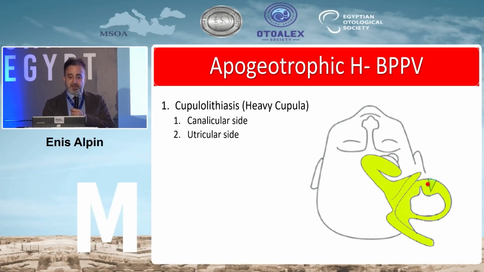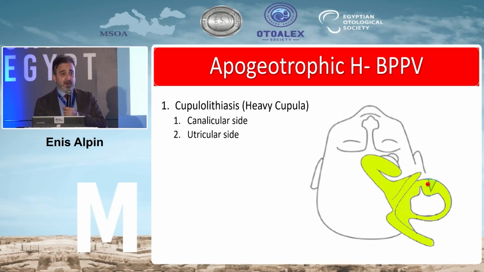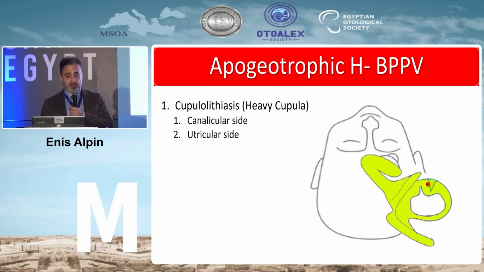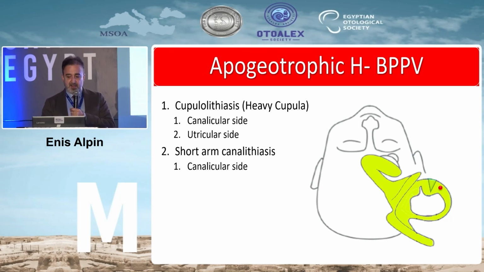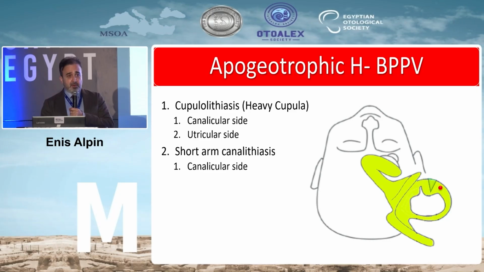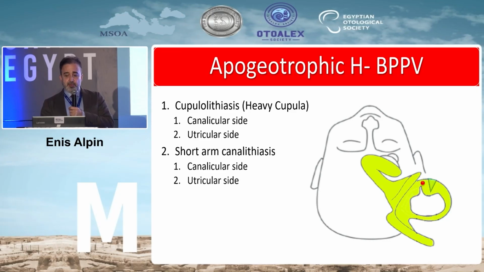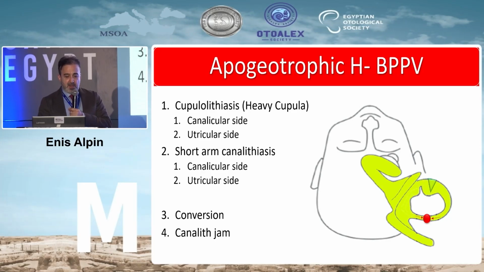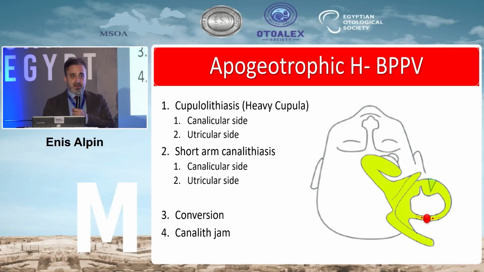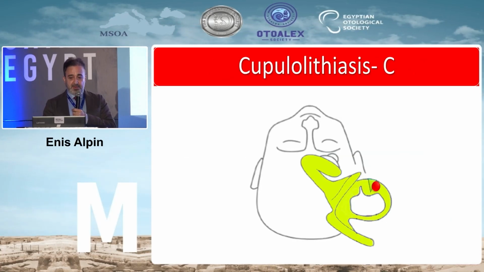Rarely the particles may be attached on the utricle side, and we cannot understand on which side the particles are attached by simply doing this. I will mention short arm canal lithiasis, in which the particles are located on the canalicular side or the utricle side, but they are not attached to the cupula. This may also cause apogeotropic nystagmus. Conversion and canalicular jam are the other two rare mechanisms.